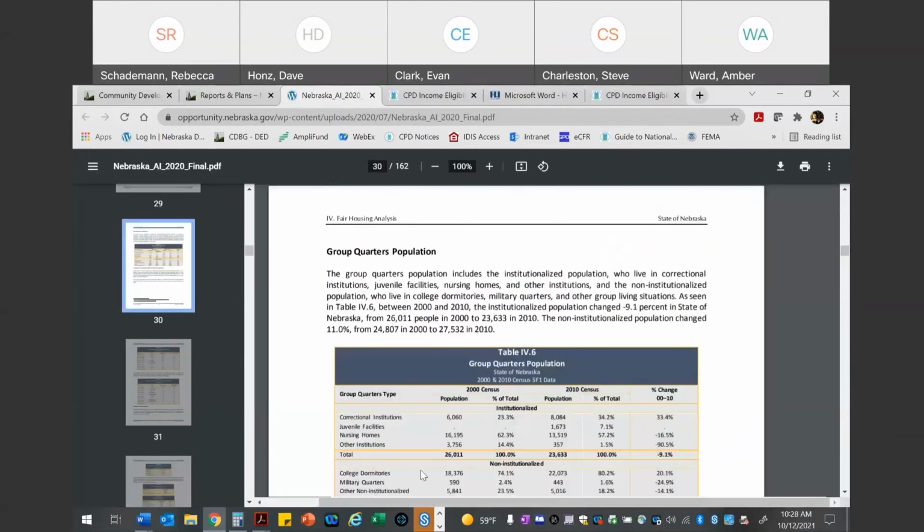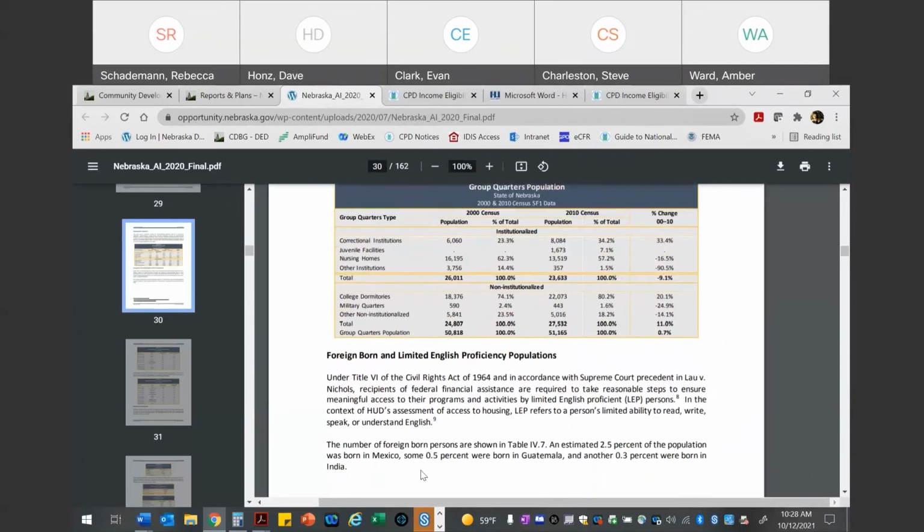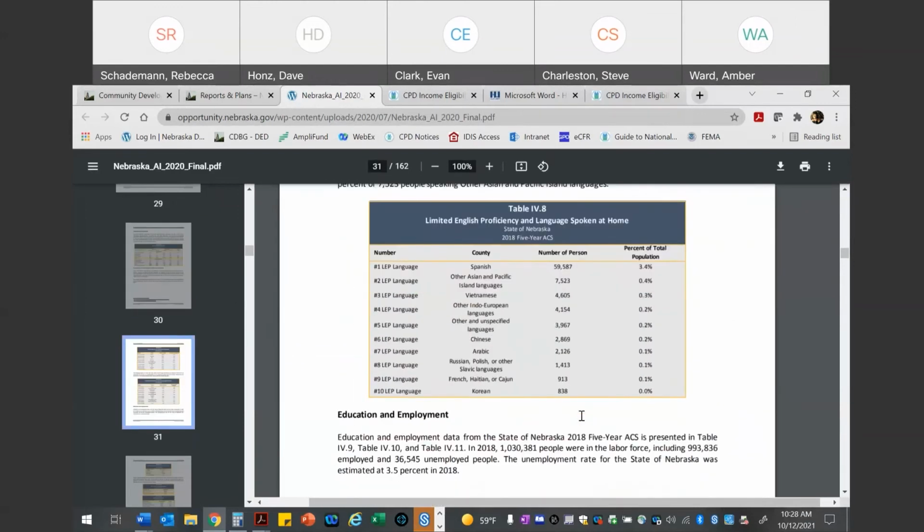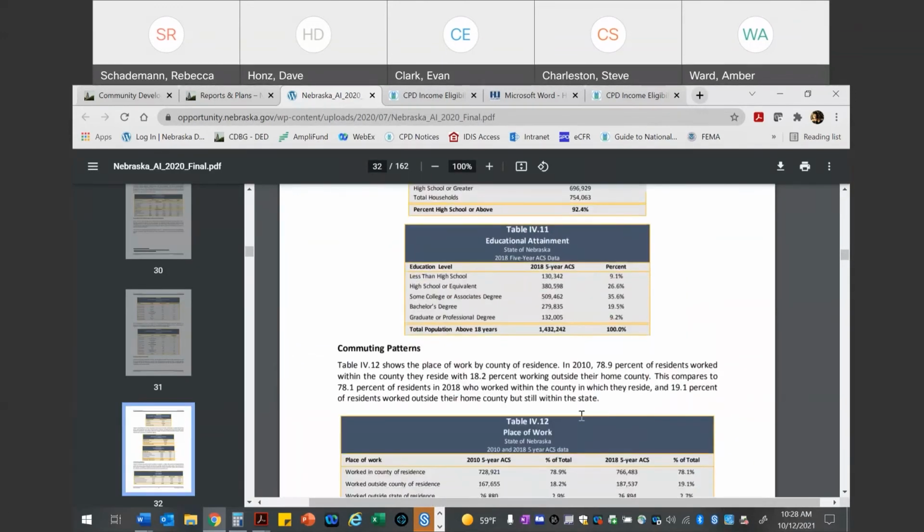So just taking a look at our population, again, this was just done in 2020. So a lot of the information is still very relatable to what's going on. Okay, I will stop sharing.